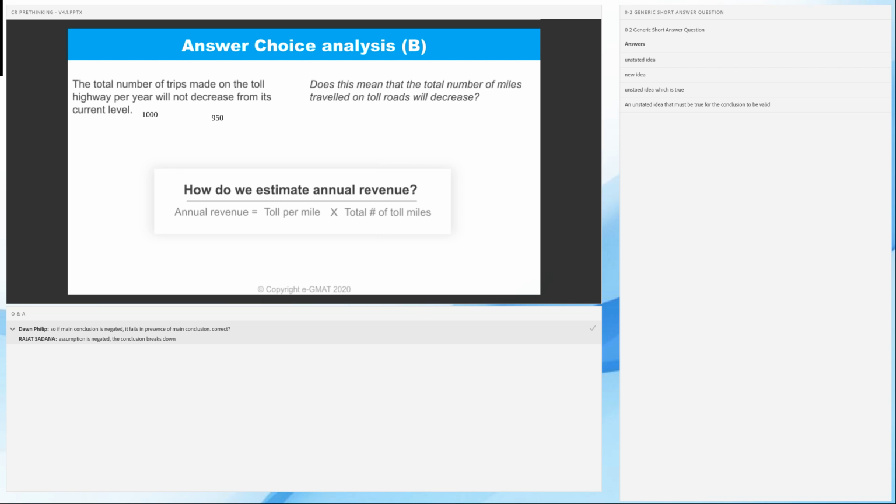Now, if the total number of trips reduces to 950, does it necessarily mean that the total number of miles traveled on toll highways will decrease? What can compensate for fewer trips? Longer trips, right? So is that a must be true? Absolutely not. It's an excellent strengthener. It is that additional pillar, remember, that we talked about with the roof over there, but it's not the essential pillar. It makes my conclusion stronger, but it's not the must be true option.